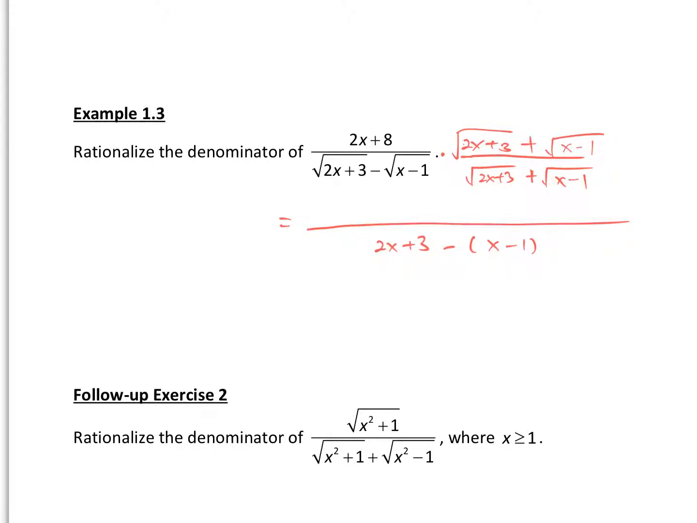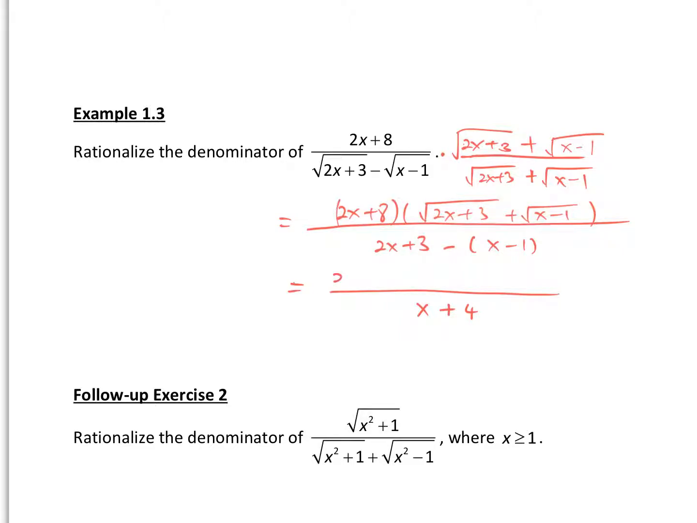How about the numerator? Maybe you can copy it down first: 2x plus 8 times the other factor, and don't expand it, because it is useless to expand these two terms since you do not know how to simplify them. And then simplify the denominator. 2x minus x is equal to x, and then 3 plus 1 is equal to 4.